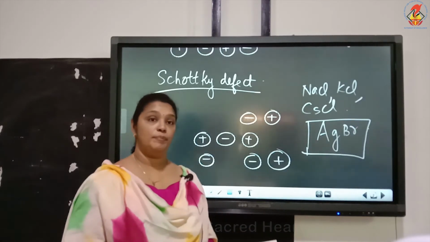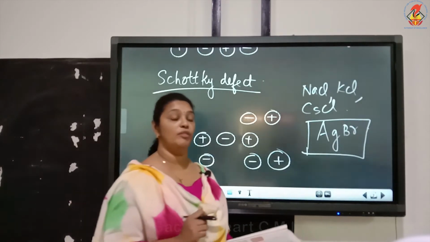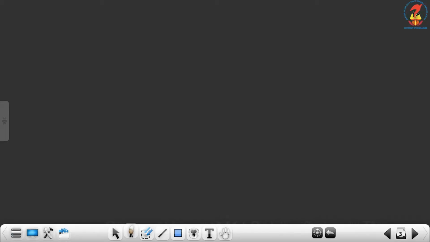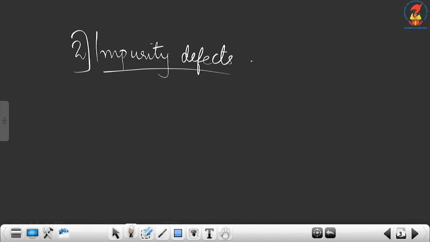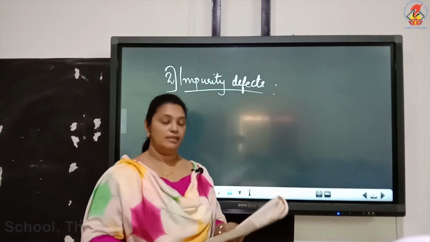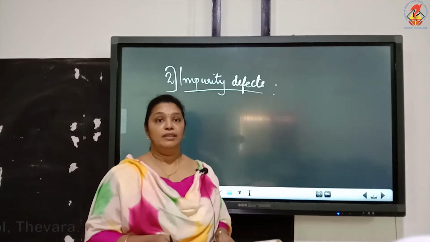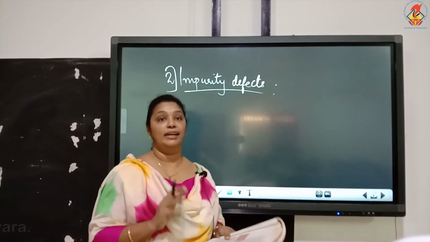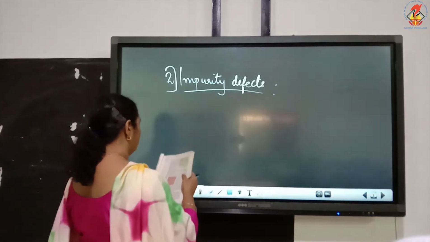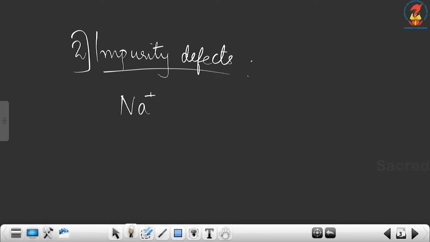Now the next type of point defect. The second type of point defect is impurity defect. For this, let's take an example. We have a sodium chloride crystal. In the sodium chloride crystal we have sodium ions and chloride ions. So Na plus, Cl minus, Na plus, Cl minus.